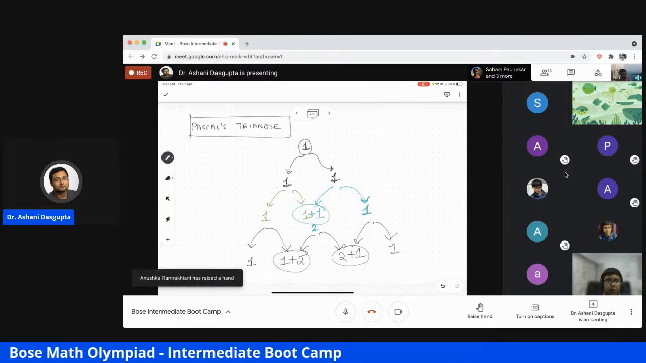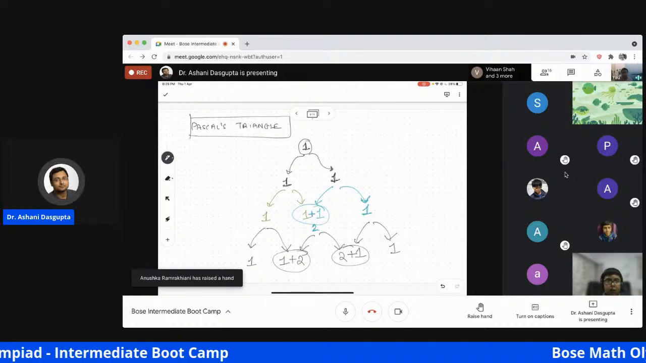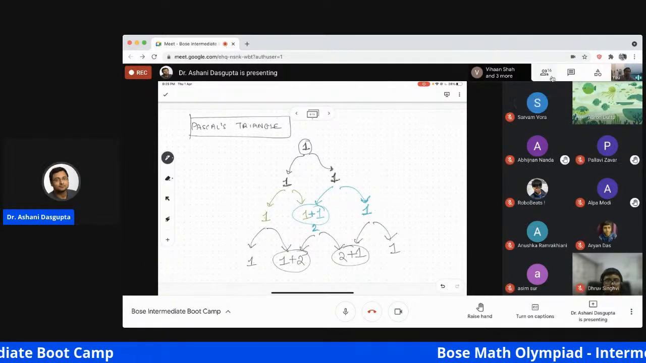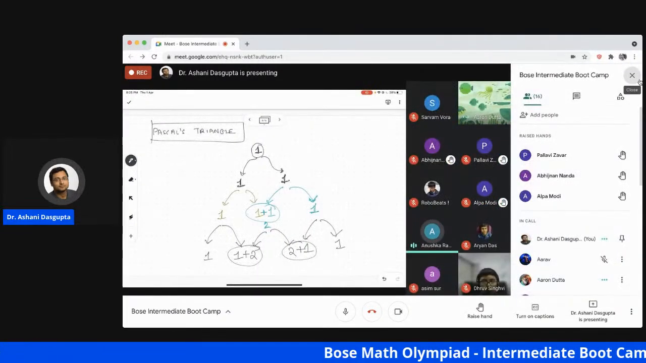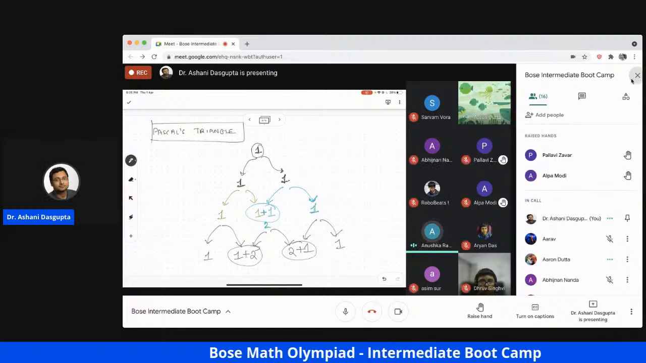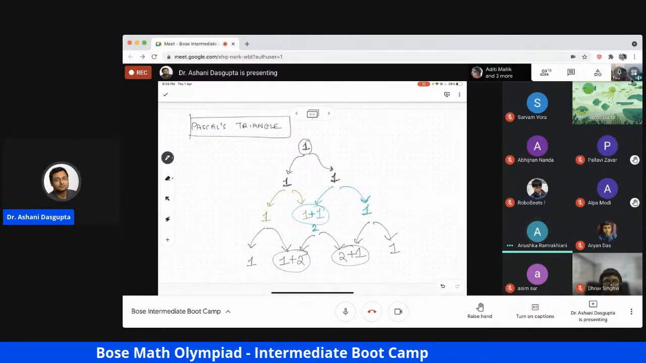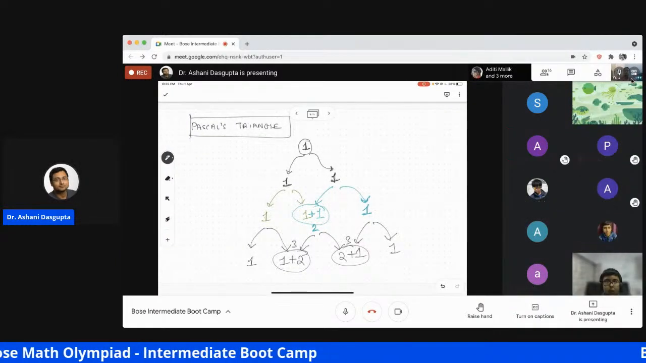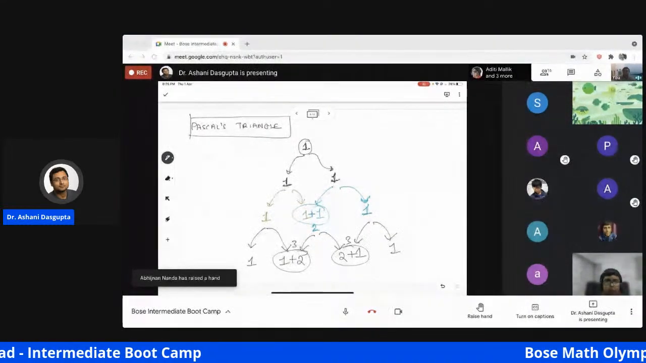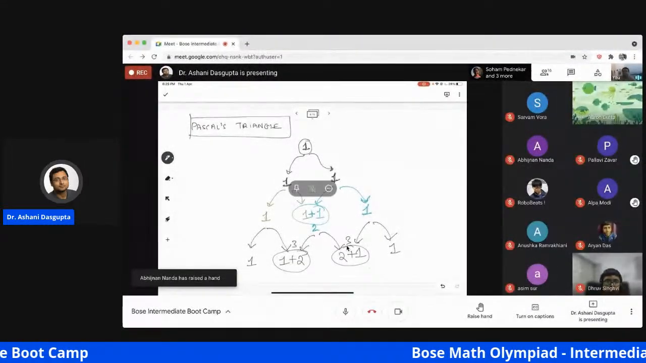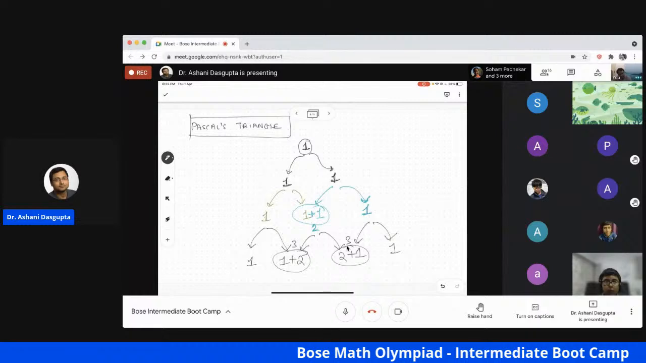Okay, so one thing, Anushka, go ahead, you have a raised hand. I was just telling that it will become 1 3 3 1. Yeah, this will become 1 3 3 1. Of course. Now let's do one thing. Let's try to add up the numbers in each row.